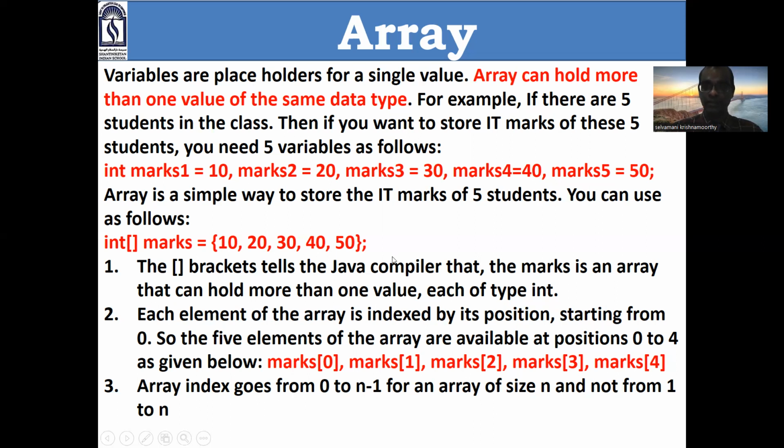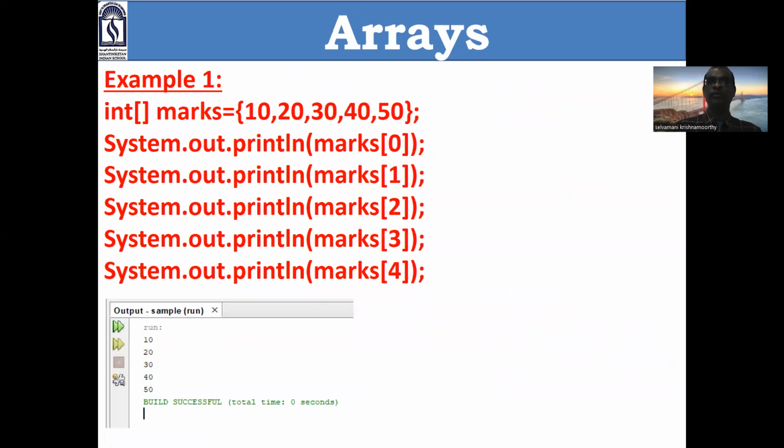If there are 5 elements, the first element is available at 0, the second element at 1, and the last element is available at 5 minus 1, that is 4. I hope it is clear. Now we will write one small program, then you can easily understand.